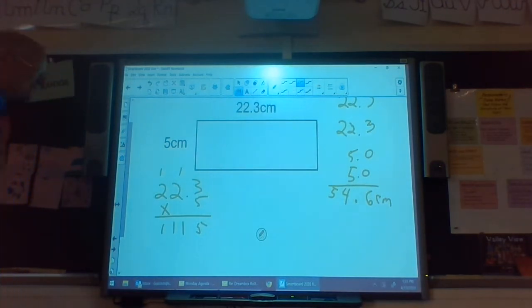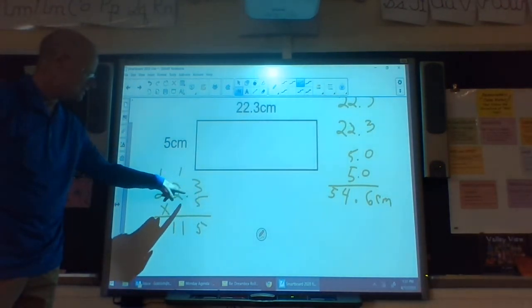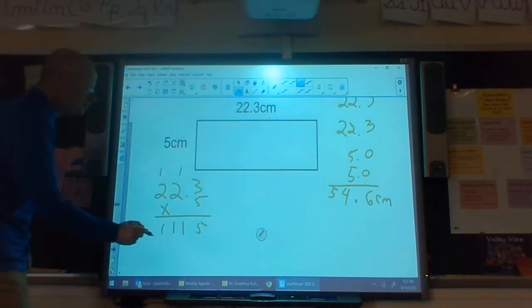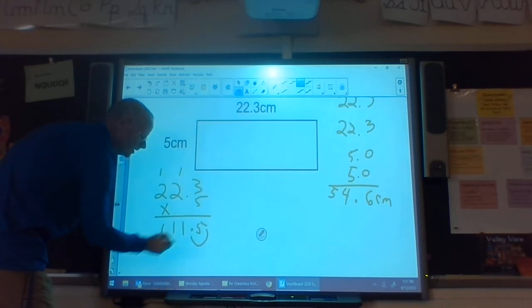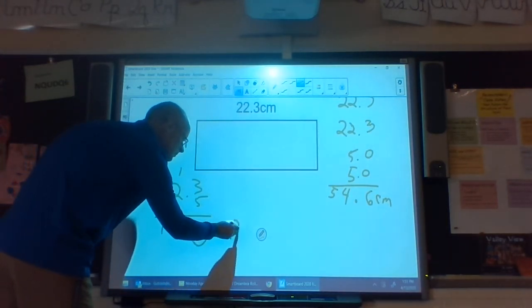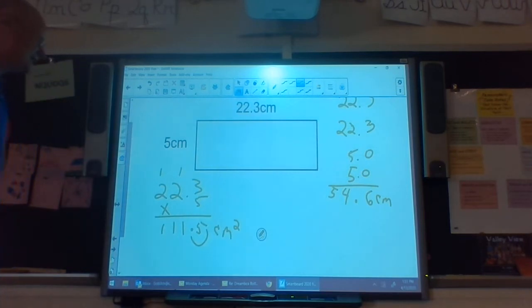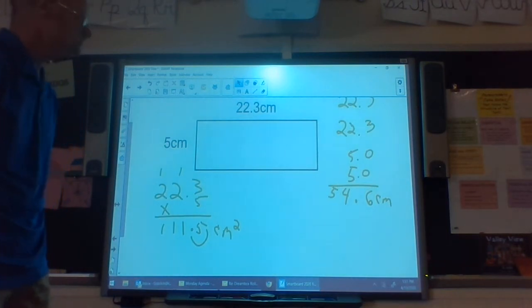So my number looks like this, but now I have to deal with the decimal point. I have one number past that decimal point, so I have to move my decimal point over one spot. So my answer is 111.5 centimeters squared. Okay? I'm going to put up one more area problem for you.